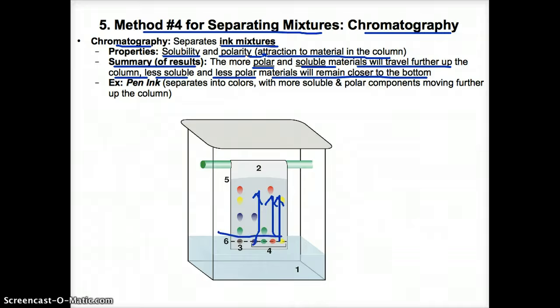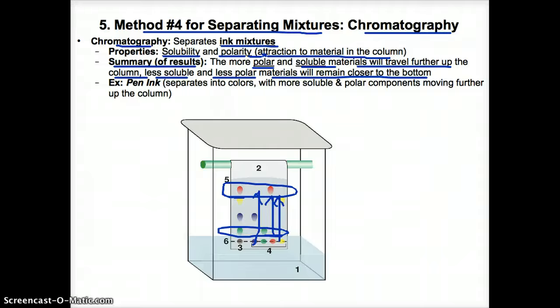So for example, these green dyes are less soluble and less polar since they're closer to the bottom, while these red dyes, since they're closer to the top, would be more polar and more soluble. So these red dyes, in other words, would be more attracted to the material in the column and would dissolve better in, let's say, water if it was dissolved in it. While these green dyes would be less soluble in the medium water that is moving this stuff up, and also would be less attracted to the material in the column.